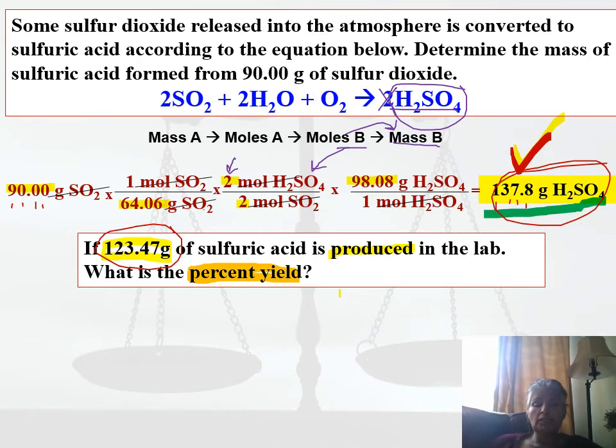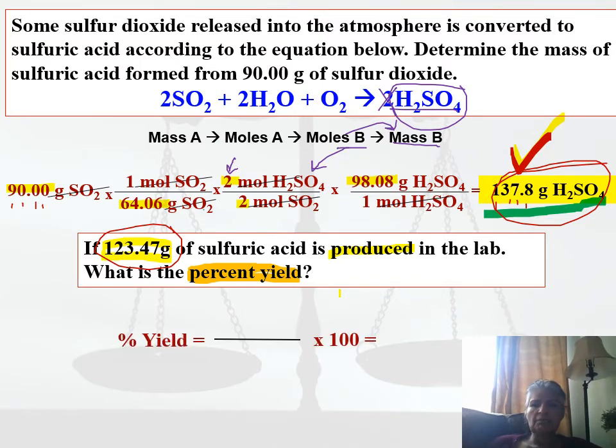All right, taking a look at your notes from yesterday, you'll see percent yield is equal to the actual yield on top divided by the theoretical yield on the bottom times 100, because every percentage is the part divided by the whole times 100. So, with that said, let's go ahead and set this up. The part is going to be what we actually got in the lab.